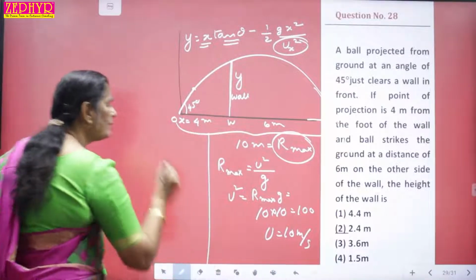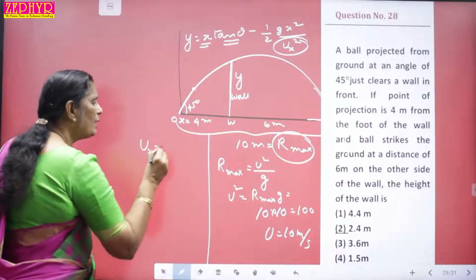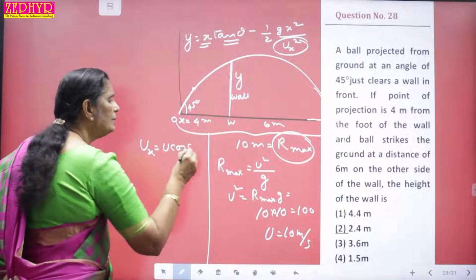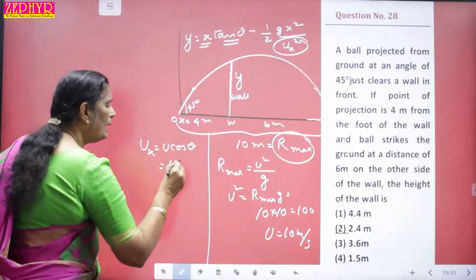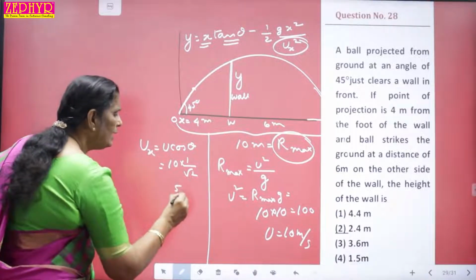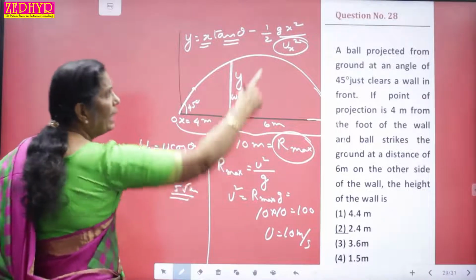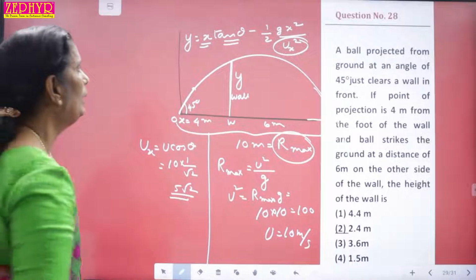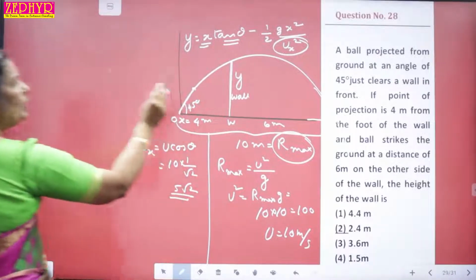Now we can find ux. So what is ux? u cos theta. That is 10 into 1 by root 2. That is 5 root 2. Substitute the value and we will get the y coordinate.